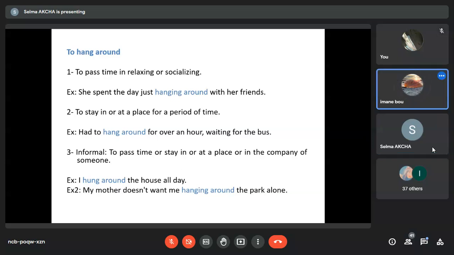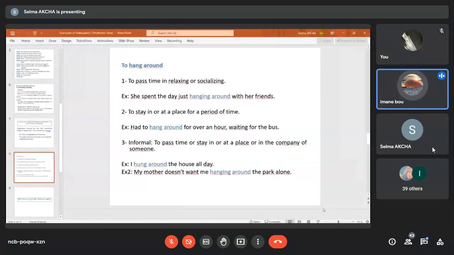To hang around. To pass time in relaxing or socializing. Example, she spent the day just hanging around with her friends. To stay in or at place for a period of time. Example, had to hang around for over an hour waiting for the bus. Informal, to pass time or stay in or at place or in the company of someone. Example, I hang around the house all day. Example 2, my mother doesn't want me hanging around the park alone.